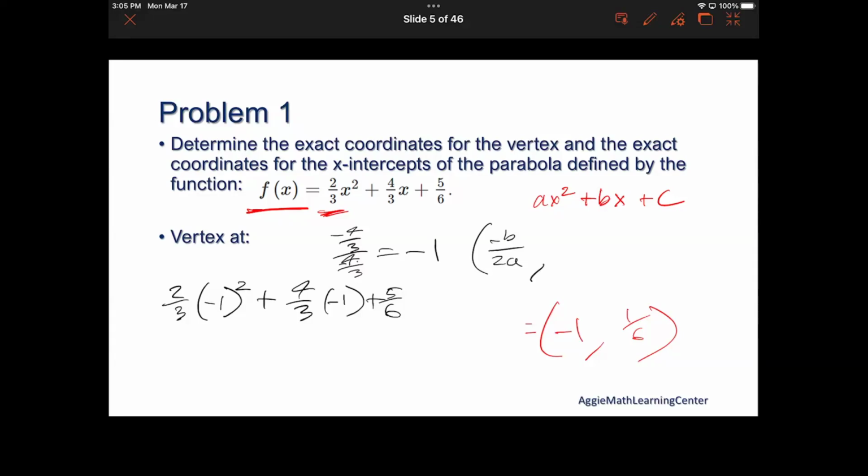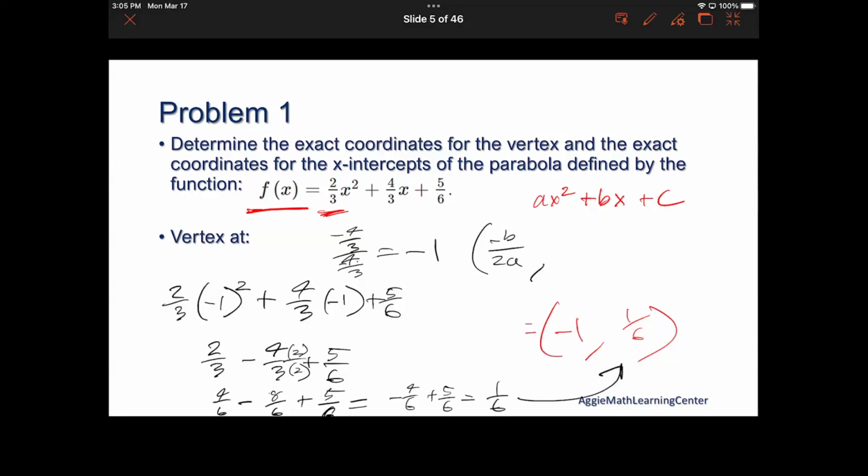So to evaluate this, -1 squared is just 1. So we'll be left with 2/3 times 1, then 4/3 times -1 is going to be -4/3, then plus 5/6. And then we can multiply both the top and the bottom of these fractions to get them all in the denominator 6, and then we can just add them together. So we would get 4/6 minus 8/6, gosh, that's hard to say, plus 5/6. And that will get us -4/6 plus 5/6, which is just 1/6, which is the y-coordinate of our vertex. Pretty cool. So that is how we find our vertex.